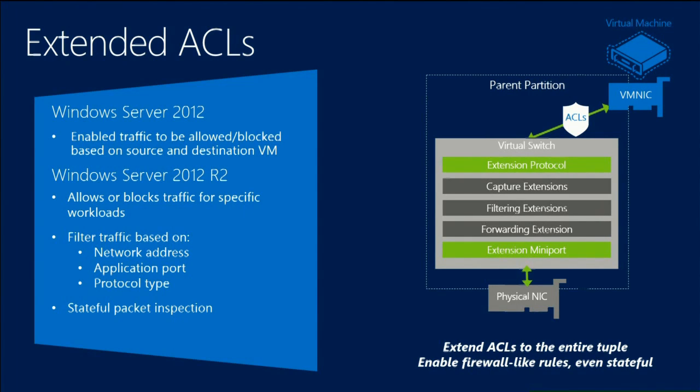In the 2012 R2 timeframe, we now support being able to set these ACLs based on both IP and port, the whole tuple again. So now you can allow or block access not just to the VM, you can allow or block access to a workload running in the VM. So you can say that I want to allow HTTP traffic to flow through, but I don't want to allow RDP traffic to flow in. You now have the granularity to be able to set things like that.